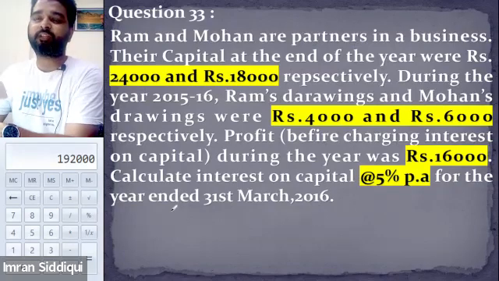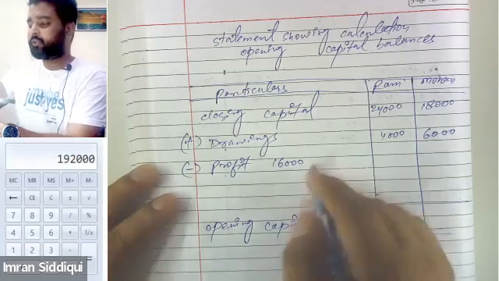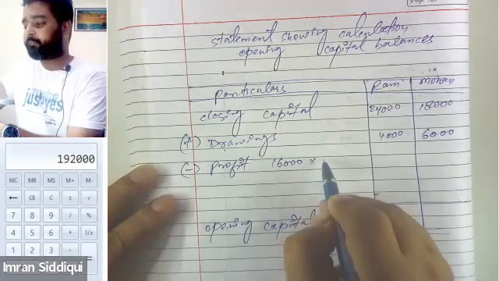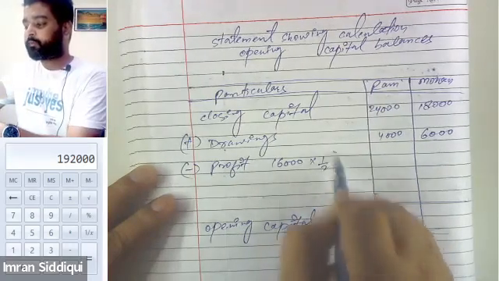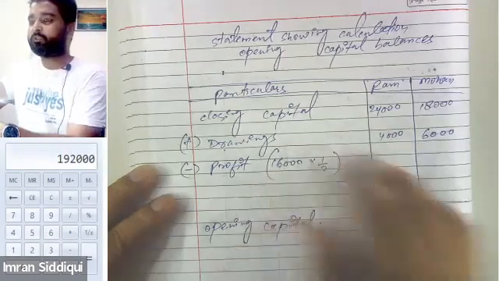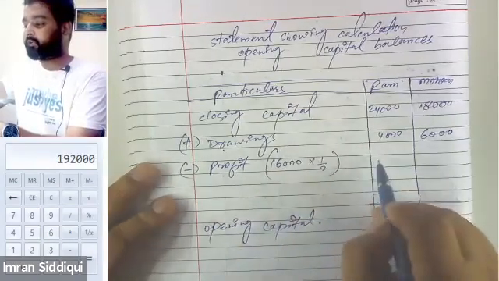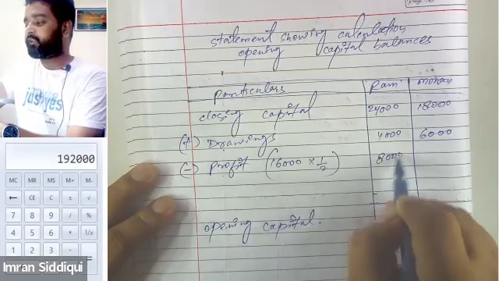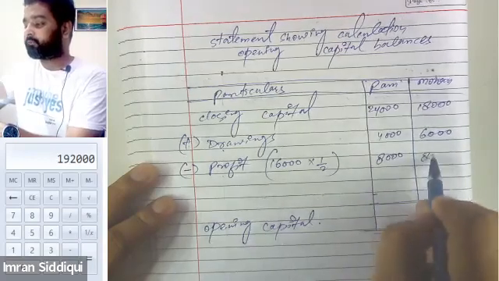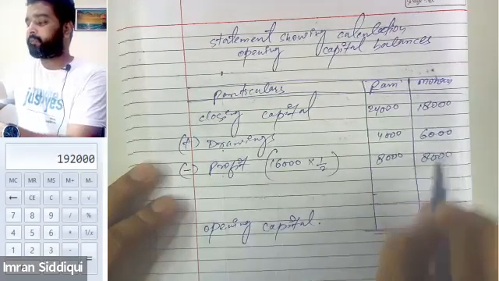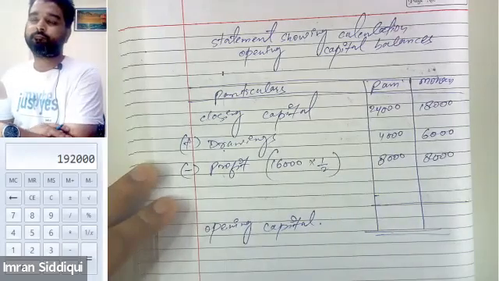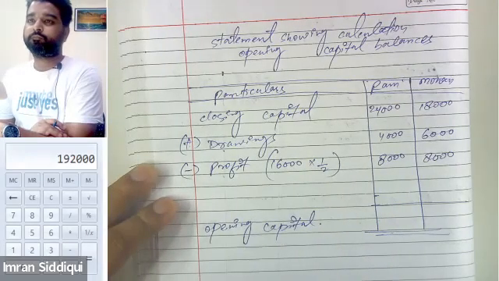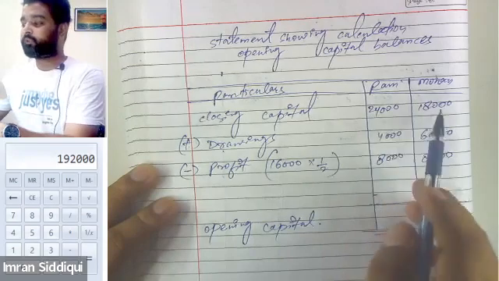That means profit must have been divided among the partners in the equal ratio, the ratio of 1:1. So this 16,000 must have got divided among the partners as 8,000 and 8,000. Am I clear? Yes. So closing capital was 24,000 and 18,000.